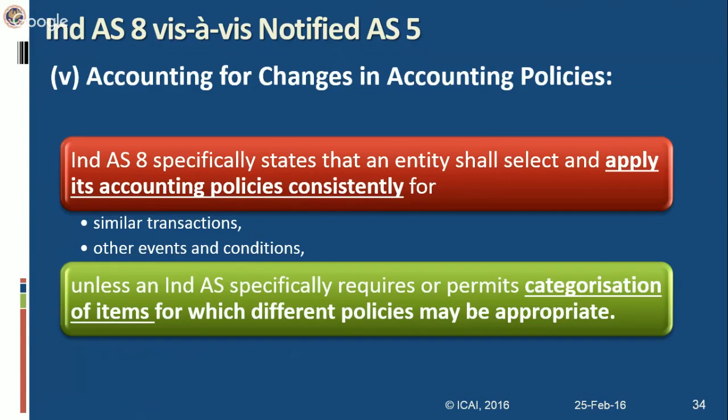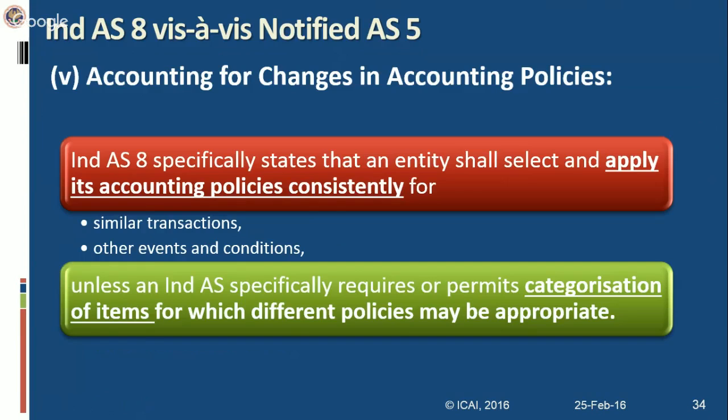Fifth difference is accounting for changes in accounting policies. What will you do when you have to change a particular accounting policy? Ind AS 8 specifically states that an entity shall select and apply its accounting policies consistently for similar transactions, other events and conditions. It means for all similar types of transactions, you have to apply similar accounting policies. And once you have started applying a particular accounting policy, you have to apply it consistently. You cannot apply a particular treatment for a transaction in one year and then change it in subsequent years. This is clearly mentioned under Ind AS 8.